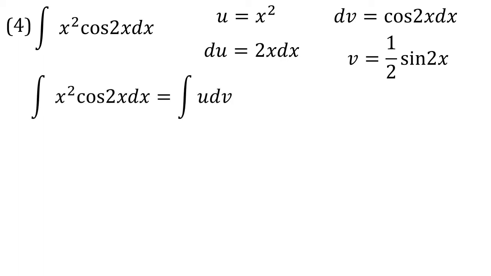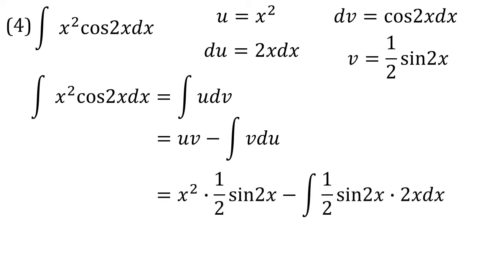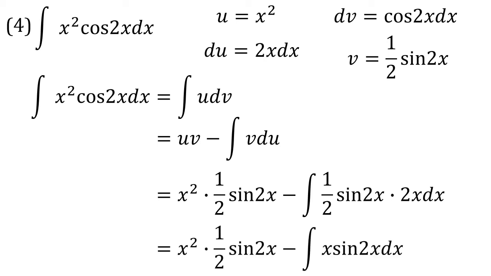So the integral of x squared cosine 2x dx is equal to the integral of u dv, which is equal to uv minus the integral of v du. That's our formula for integration by parts. So now let us substitute the values of u, v, and du. So now we are going to have x squared times 1/2 sine 2x minus the integral of 1/2 sine 2x times 2x dx. Or this will become x squared times 1/2 sine 2x minus the integral of x sine 2x dx. Okay?